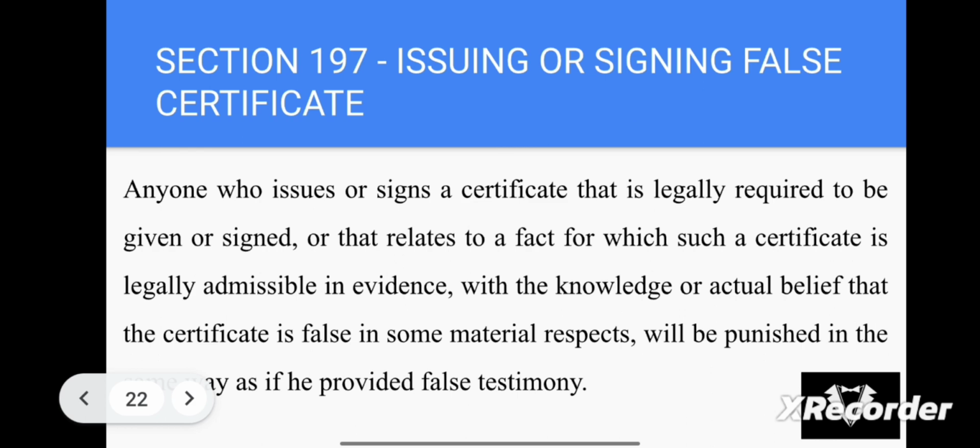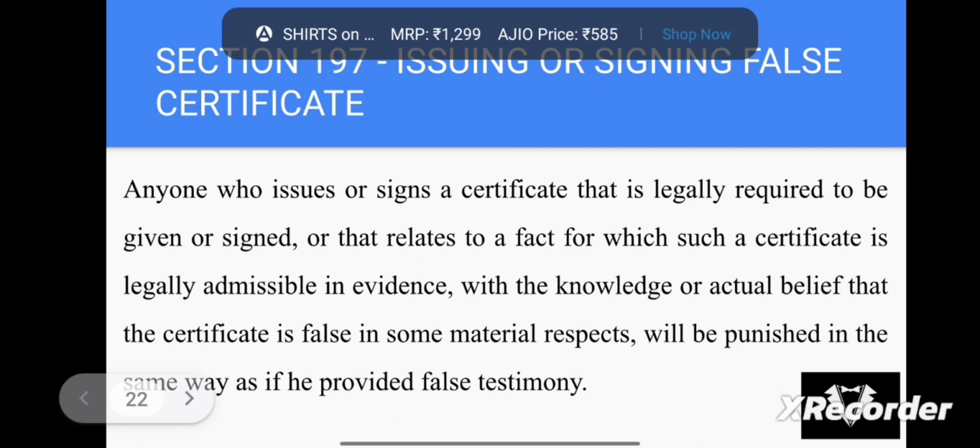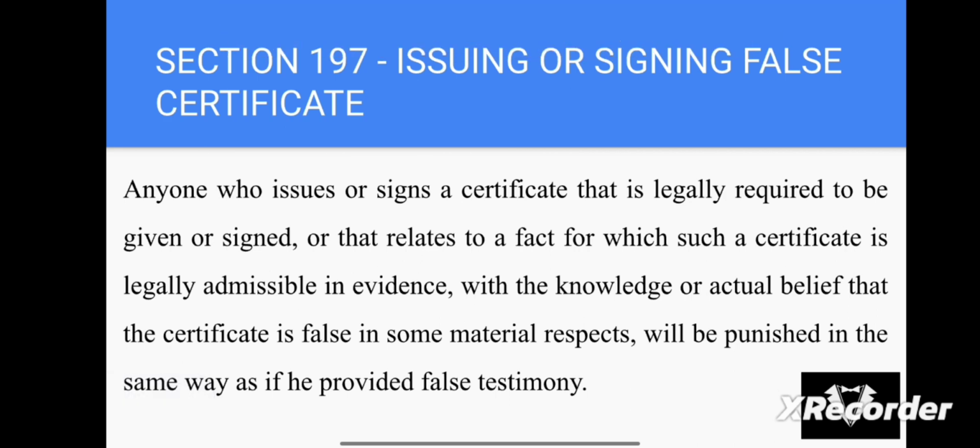Section 197. Issuing or signing false certificate. Anyone who issues or signs a certificate that is legally required to be given or signed, or that relates to a fact for which such a certificate is legally admissible in evidence, with the knowledge or actual belief that the certificate is false in some material respects, will be punished in the same way as if he provided false testimony.